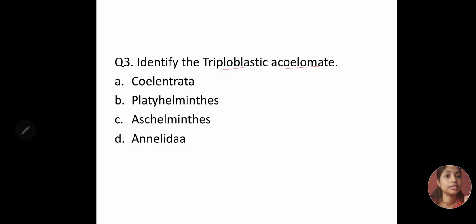Coelenterate, first option. Coelenterata is a diploblast, so clearly Coelenterata can't be the answer. The second option, Platyhelminthes. Yes, it is triploblastic. Also, it is an acoelomate because it does not have any coelom. So, therefore, Platyhelminthes is the answer. Whereas the other two options, Aschelminthes and Annelida: Aschelminthes is a triploblast, but it's a pseudocoelomate, not an acoelomate. Whereas Annelida is a triploblast and a true coelomate. So, even Annelida can't be the answer. So, the answer is Platyhelminthes, a triploblastic acoelomate.